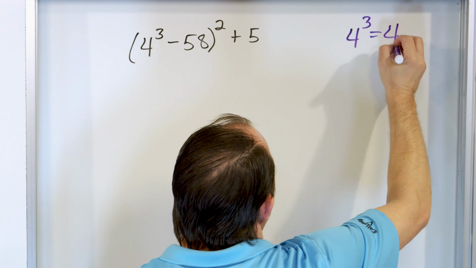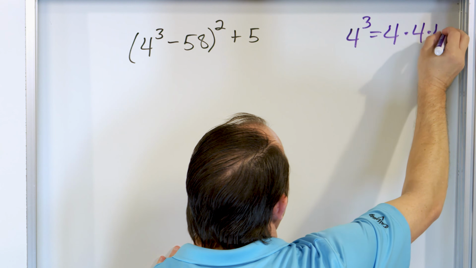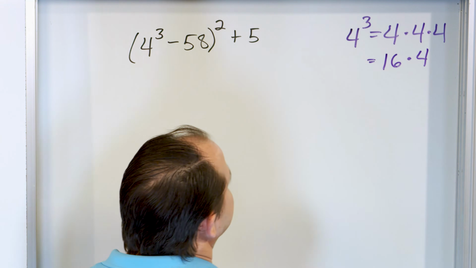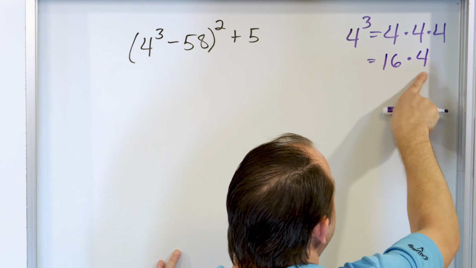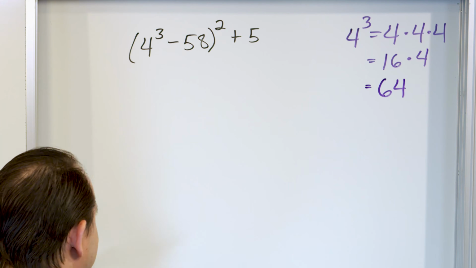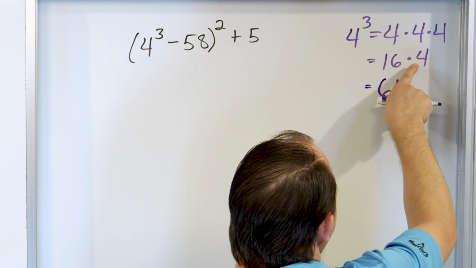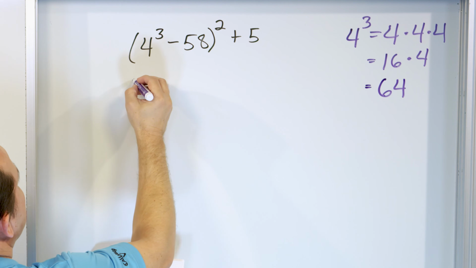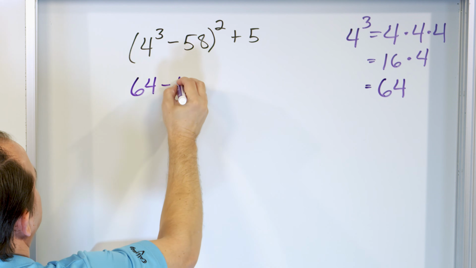So what is 4 cubed anyway? It is 4 times 4 times 4. Now we know 4 times 4 is 16, and you're going to have to multiply by 4, right? So if you do the multiplication on 16 times 4, you're going to get 64. So we get an answer of 64. I encourage you to do that, 16 times 4, just do it off to the side, you'll get 64. So the 4 cubed, we replace with 64.